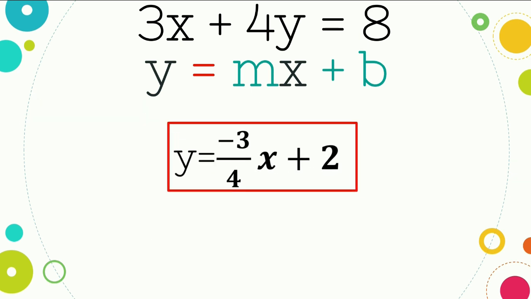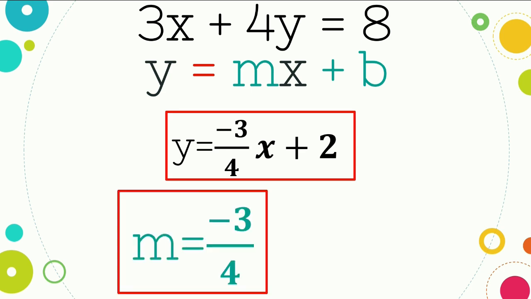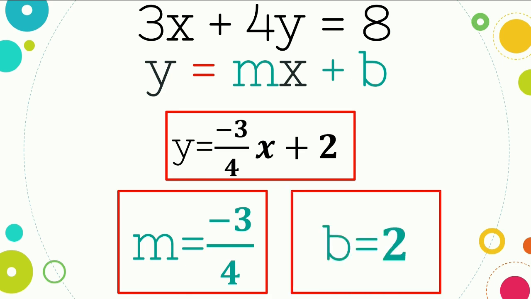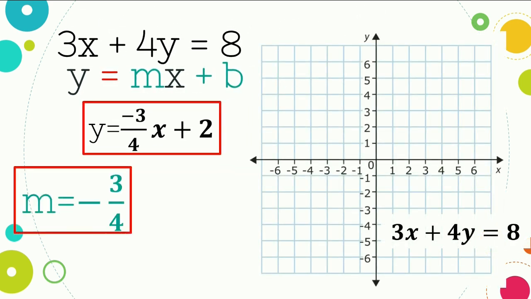After getting the slope-intercept form, we can easily identify the slope and y-intercept from our answer. From our answer, m is negative 3 over 4 or negative 3/4, and b as our y-intercept is positive 2. We can now graph the given equation. In graphing, we have to plot first the y-intercept, which is positive 2. Y-intercept can only be found in y-axis.